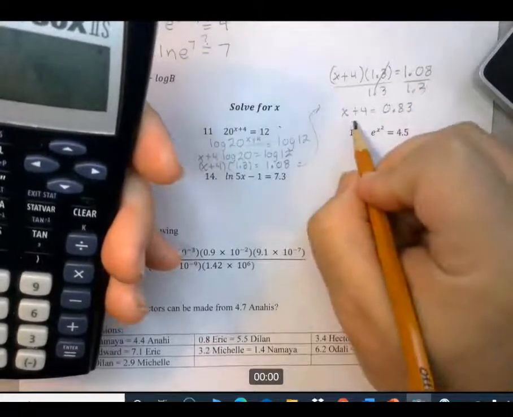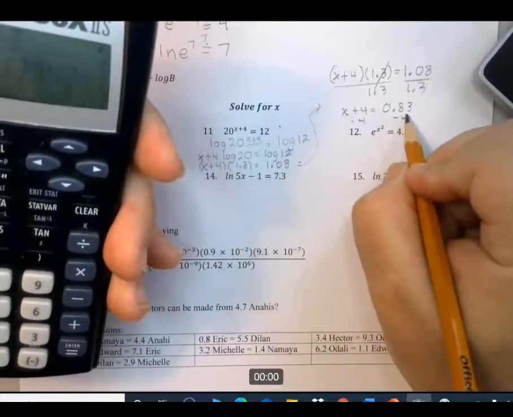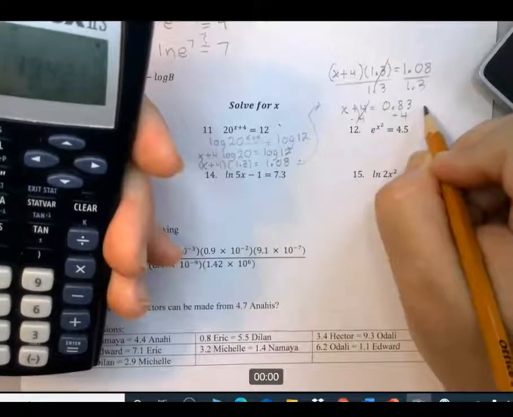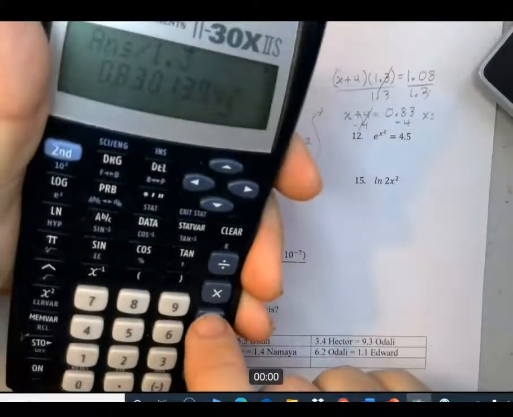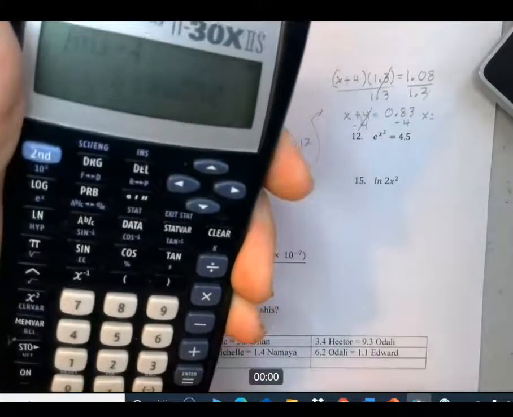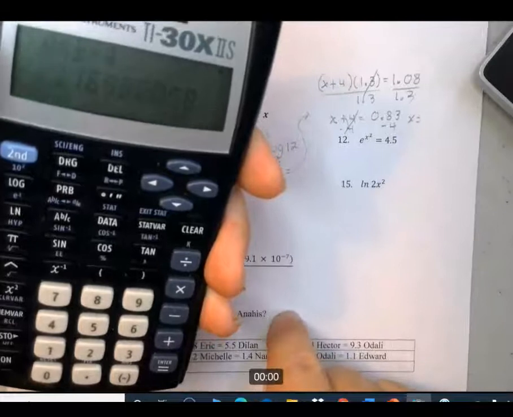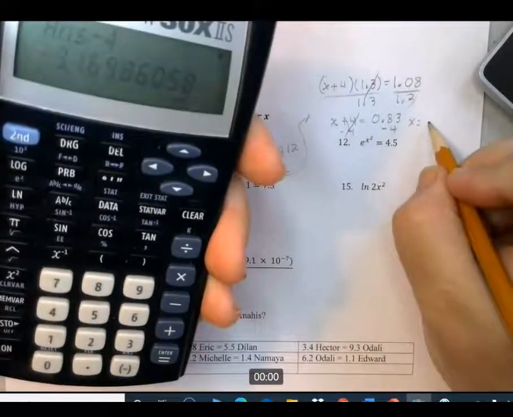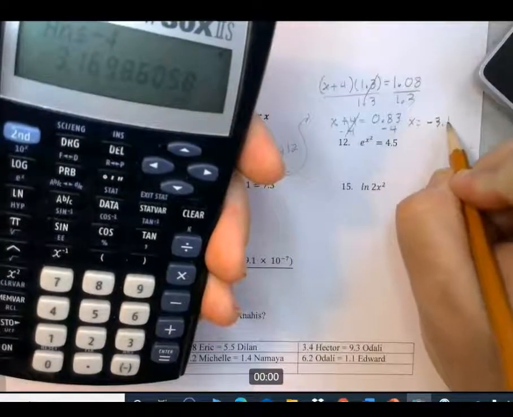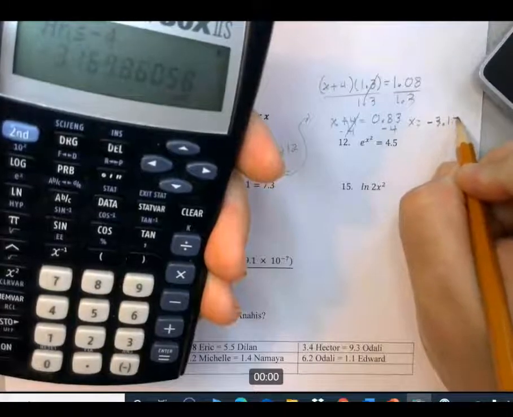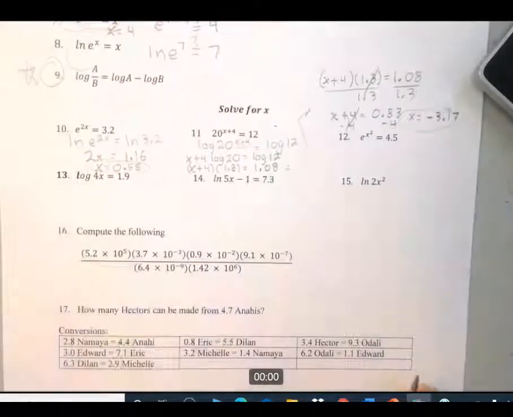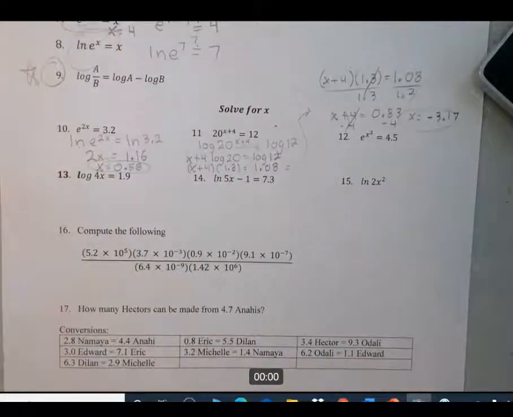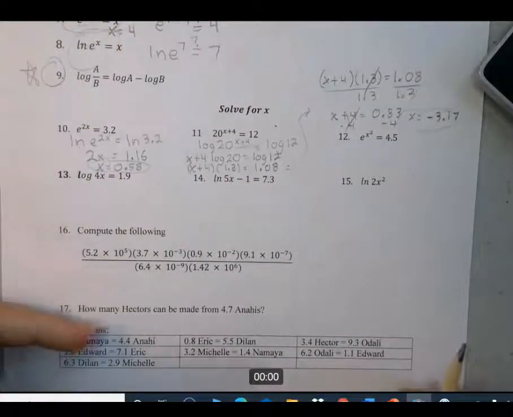And now I'm going to subtract 4 from both sides. These two cancel. And I end up with x equals 0.83 minus 4. And that gives me negative 3.17. Again, these numbers don't mean anything. They're just problems. There's no chemistry significance to this. We're just learning how to handle the math. Okay? All right.